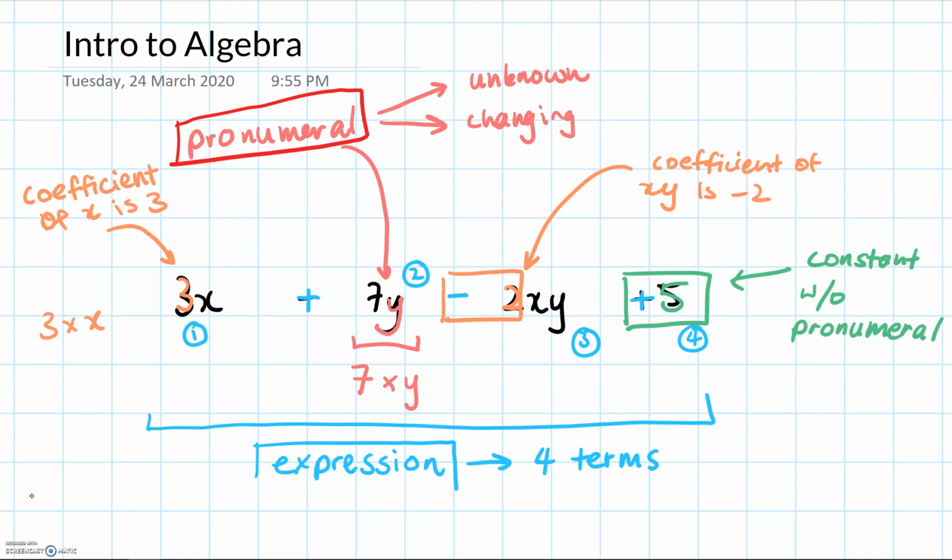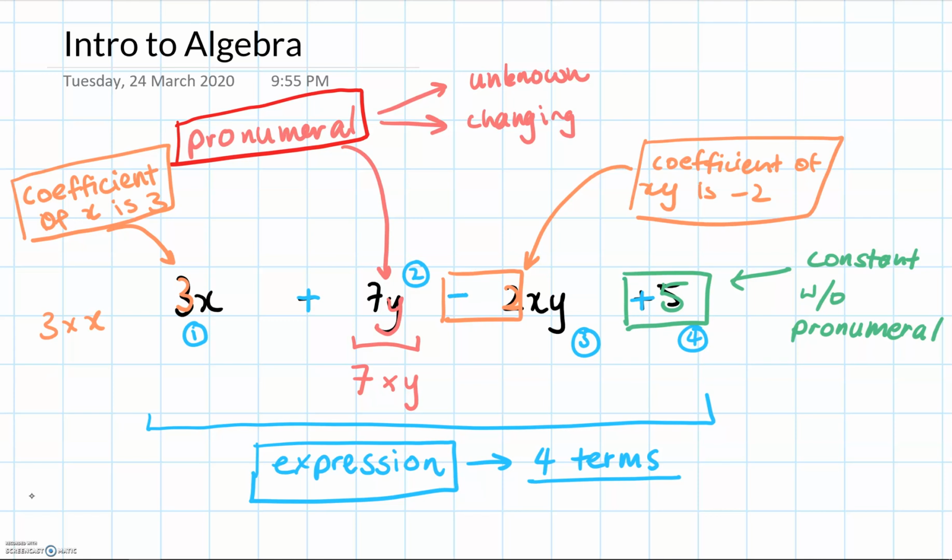An expression is a mathematical statement without an equal sign, and here we were able to identify how many terms there were in this expression. Expressions have terms which are separated by plus or minus signs. Then we had our coefficients, the number in front of our pronumerals. And finally, I have my constant term at the end.